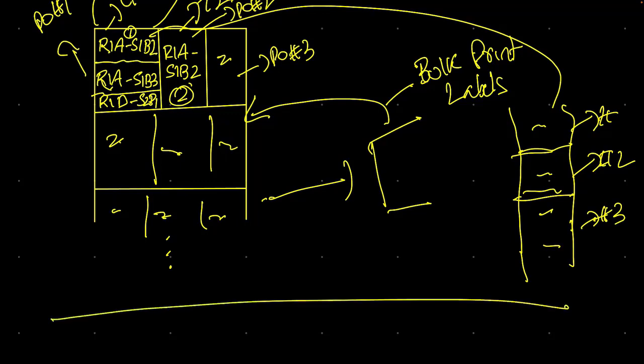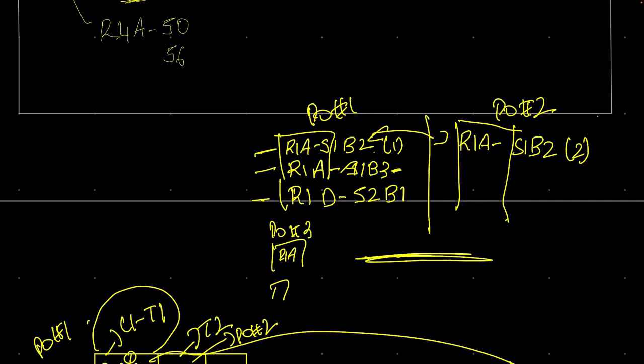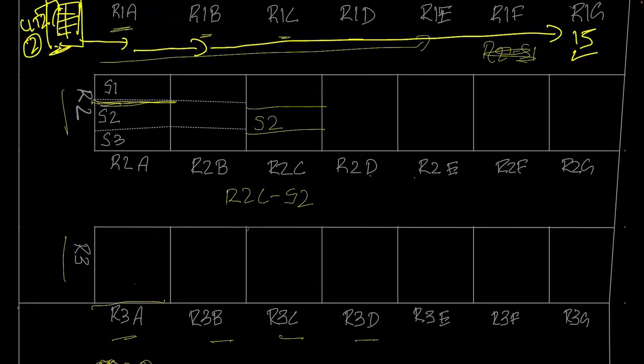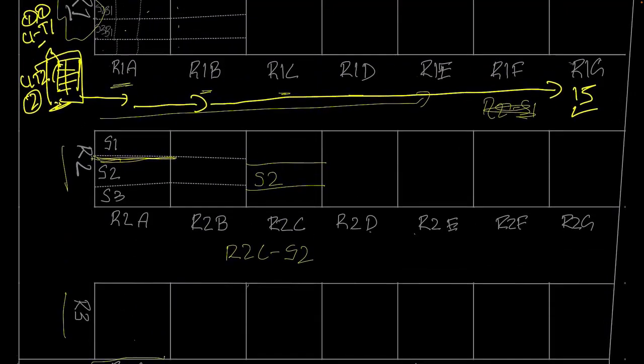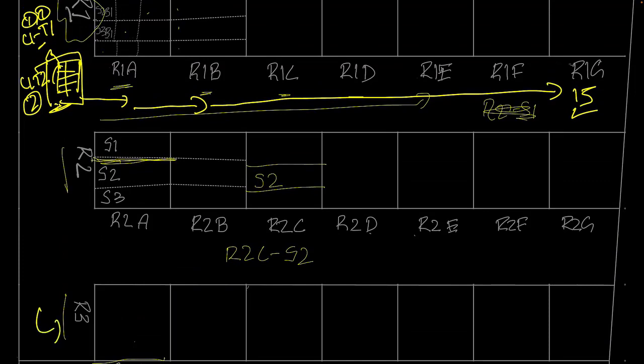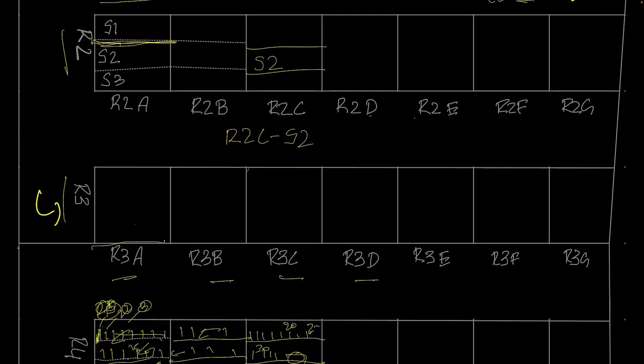So I tell the system I'm done, I'm ready for my next shelf, and the next shelf is then assigned to me. So if I'm done with this, I go to R3 and I repeat the process for R3.